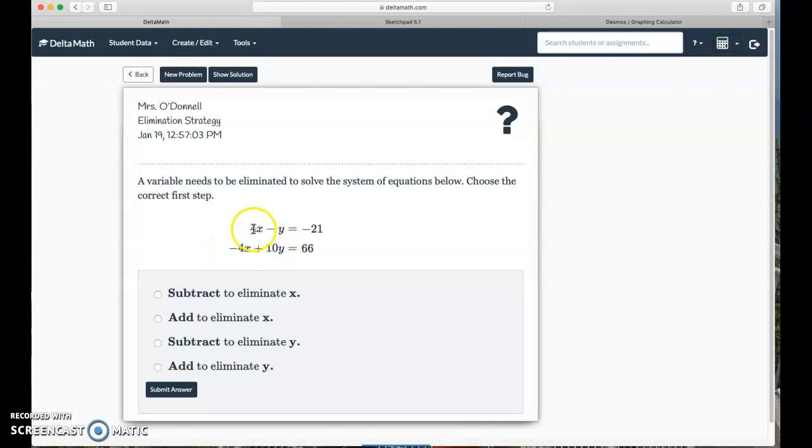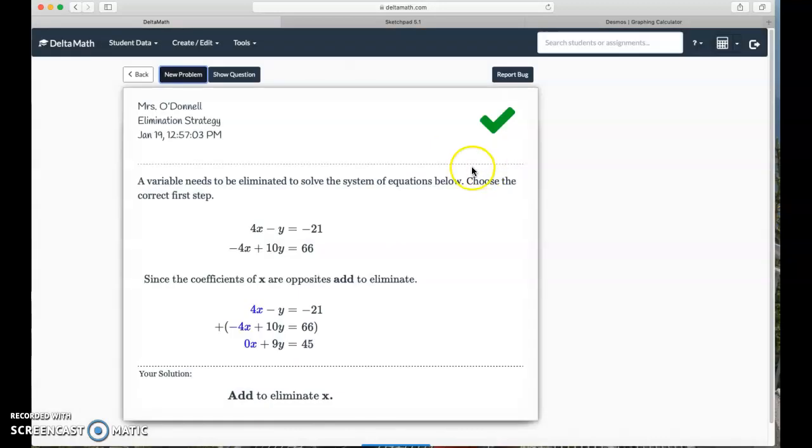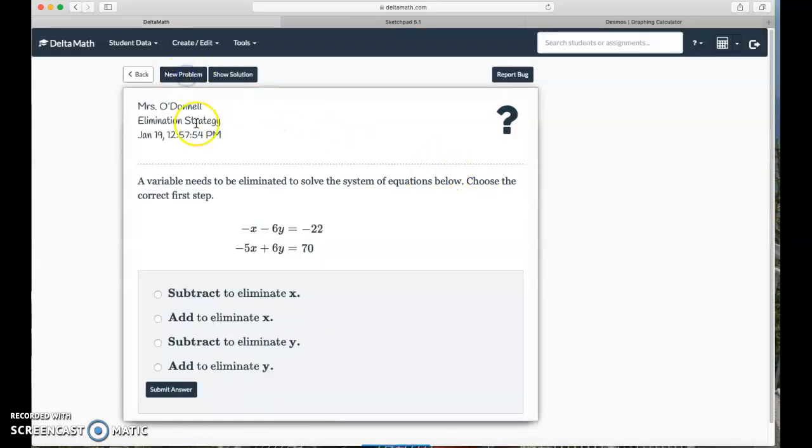Well, so hopefully you see, hey, I've got a 4x here and a negative 4x here. So what do I need to do to make 4 and negative 4 go to 0? Well, for those, we would just add. So we can add the equations to eliminate the x variable. And voila, okay?